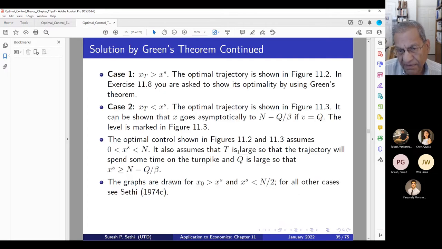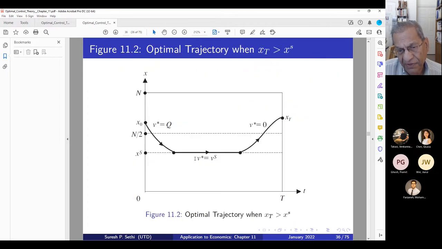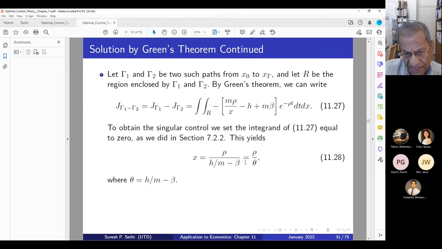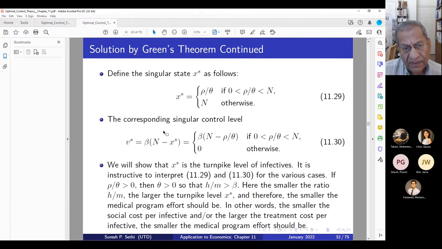So that's our solution in the Vidale-Wolfe model, and that's what you get here. This gives you the optimal solution, and now we can see what's going on. So XS is our turnpike, which is rho divided by theta if it is less than N. If it is not, then it is N, which means this disease is not so serious. Rho divided by theta is more than N, so our value is just N, so we can maintain it at N.